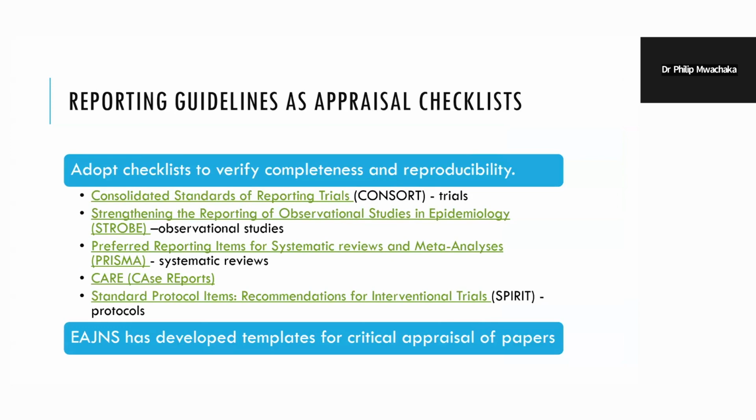So as we end the talk, there are some guidelines that you can use when you are conducting a critical appraisal, and it will be important for us to look at them as we now start this journal club. So adopt checklists to verify completeness and reproducibility. We have checklists for various types of study designs. I would really encourage you to look at them. For example, for trials, we have the CONSORT checklist, and this is basically the Consolidated Standards of Reporting Trials.